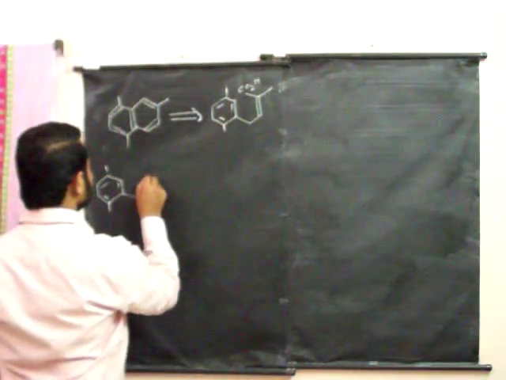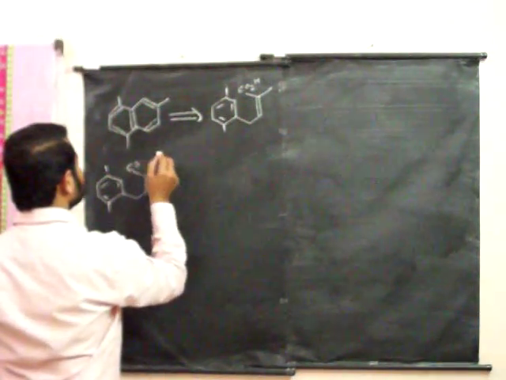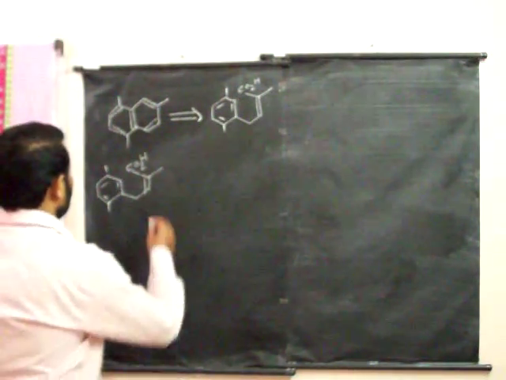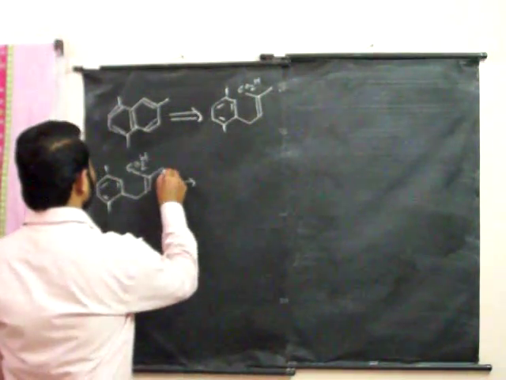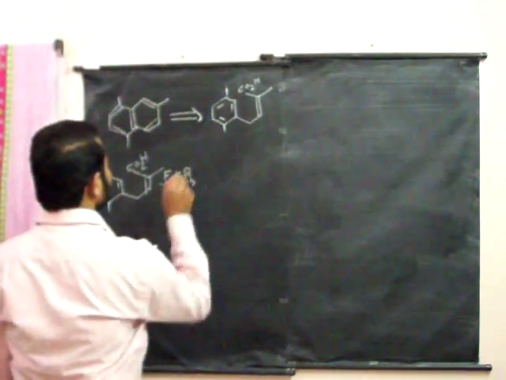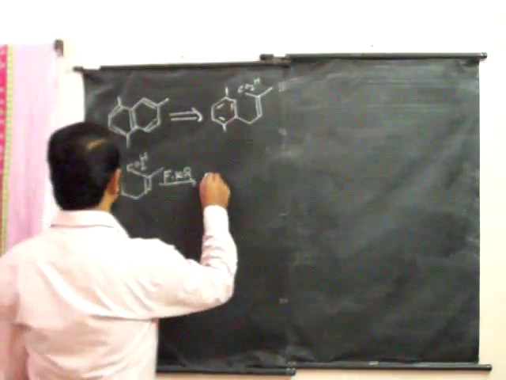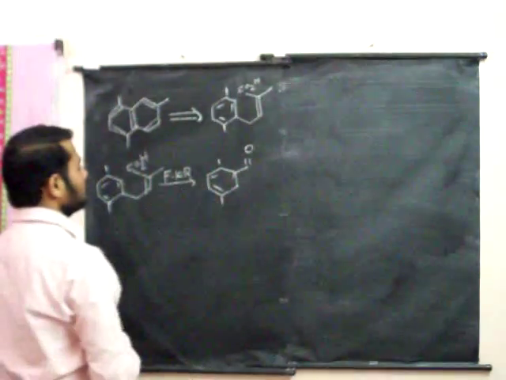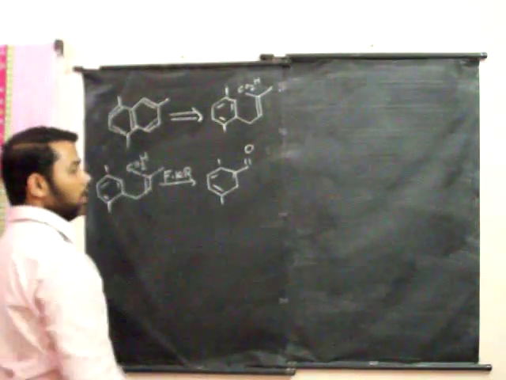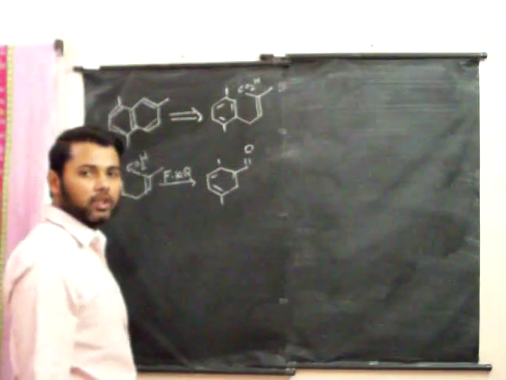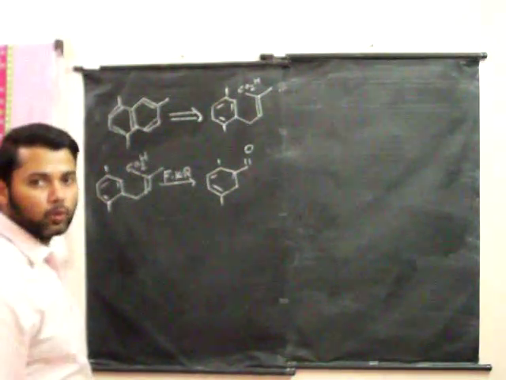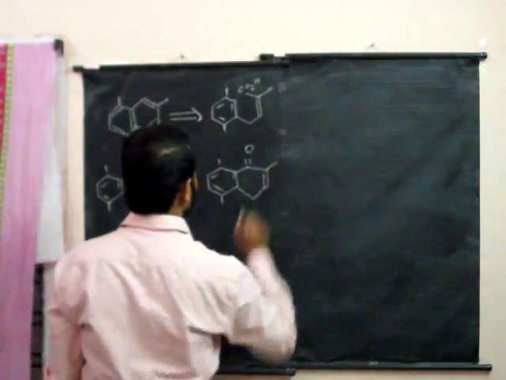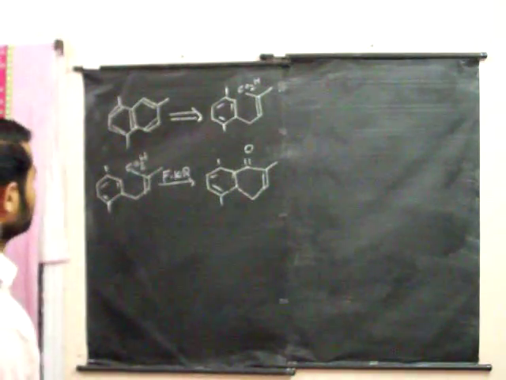This is the compound which we are having. From this, Friedel-Crafts reaction, I will get, means before this we have to do the acetylation. Even sometimes acid also we can use, but acid chloride is more reactive than acid. This is the product.